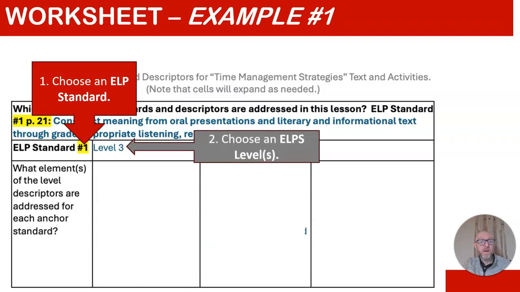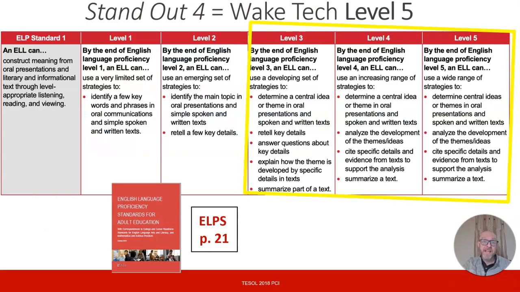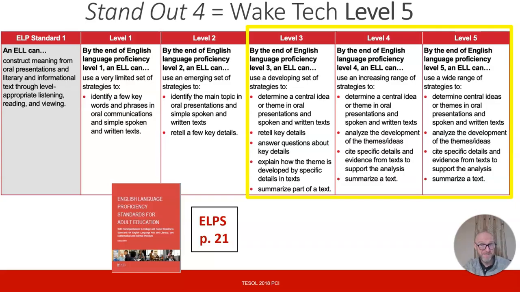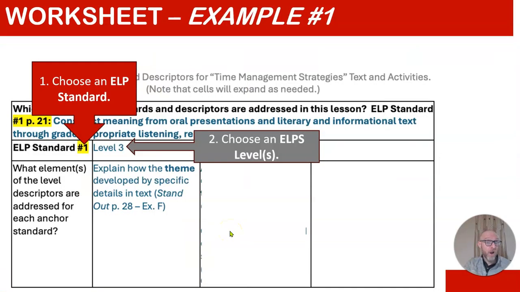Next, we want to choose our ELPS level. We chose ELPS level 3. Now, Standout 4 is what we typically use in Wake Tech level 5. Keep in mind, Wake Tech has 6 levels, ELPS have 5. So we are going to be focusing on ELPS levels 3, 4, and 5 in the hopes that they are going to meet the requirements and needs of our students in level 5.